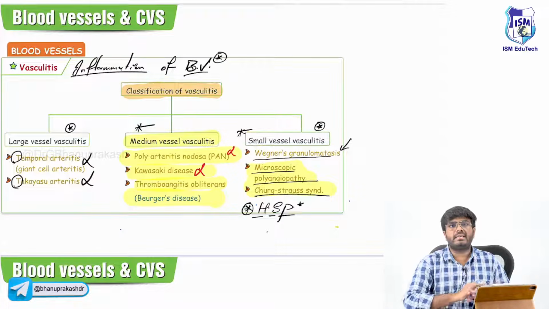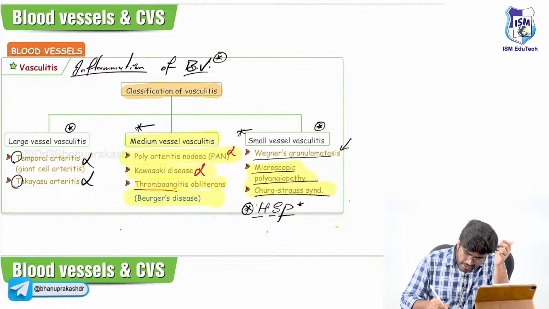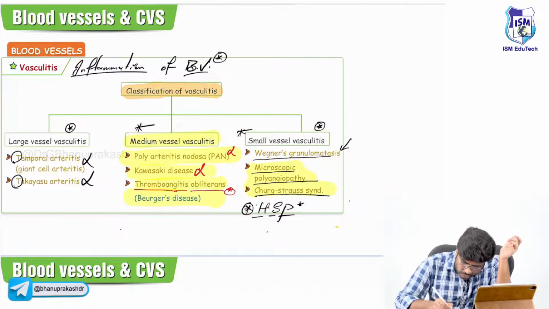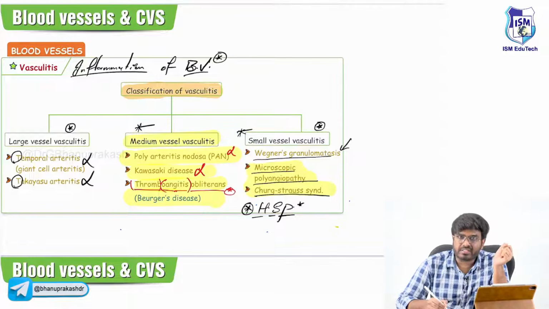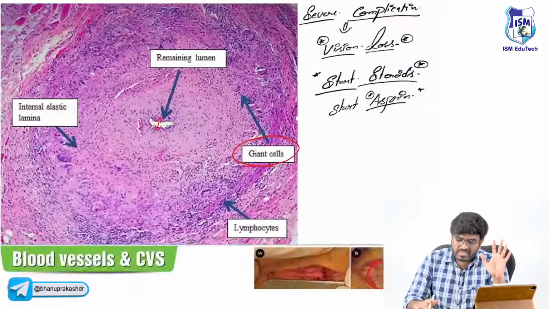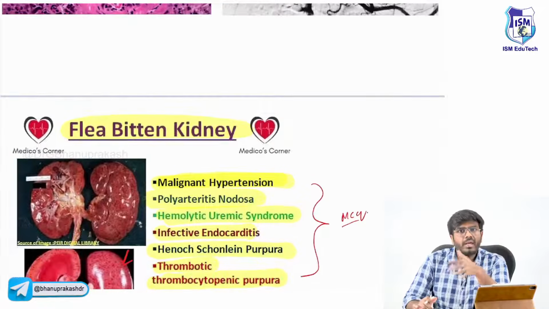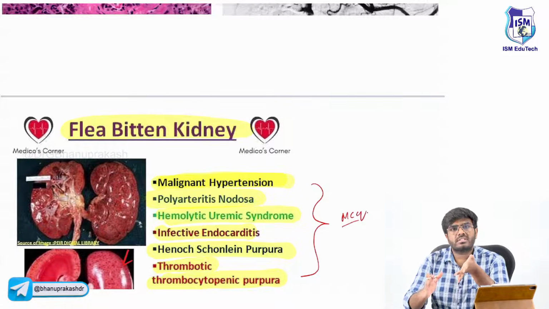Kawasaki, ho gaya. Done. We are done with the Kawasaki. Now the next disease is thromboangiitis obliterans. The name itself tells you: thrombus, angiitis, inflammation of the blood vessels, and obliterans, the blood vessel is going to be obliterated, completely blocked. Now the blood vessel is completely blocked. There is going to be ischemia followed by infarction followed by total necrosis.